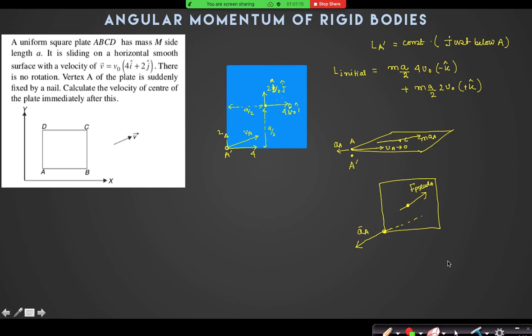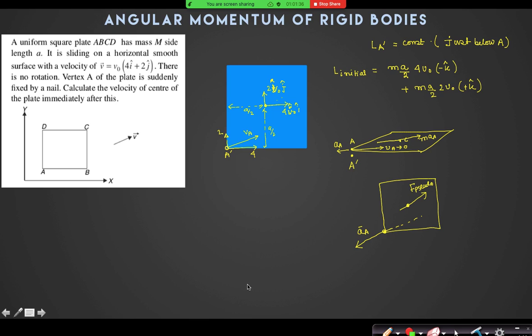So A prime is just below A. Now there is no problem on A prime. Can you see that? Because the A prime point is a fixed point. It is lying in space. So it has zero acceleration always. You can take angular momentum about this point.